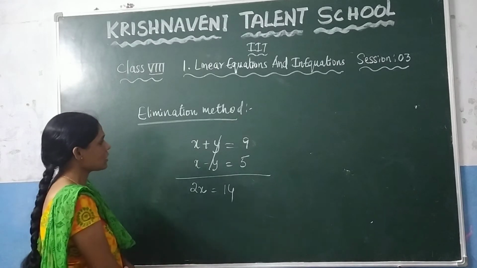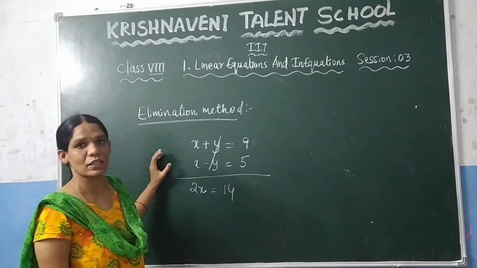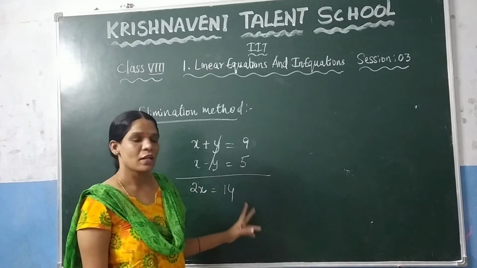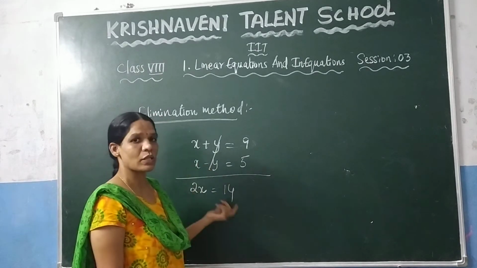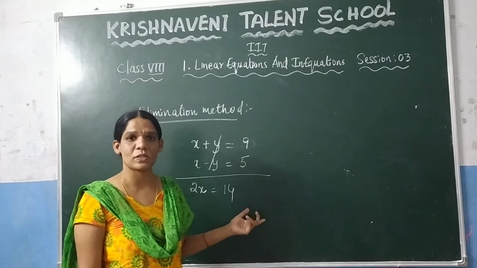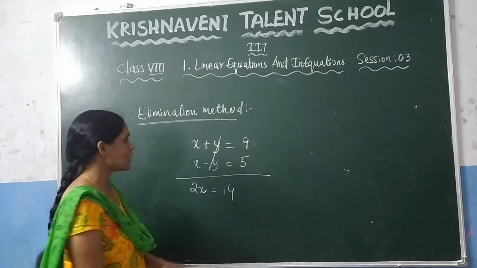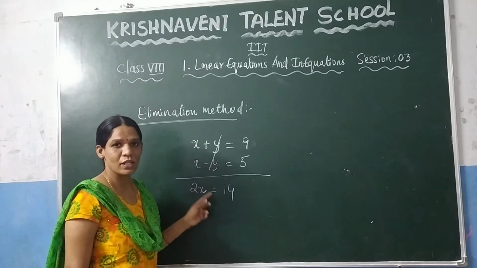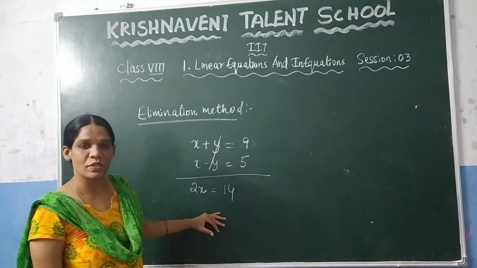So what is the elimination method? It's nothing but if you are given any two linear equations that consist of two variables, you need to eliminate one variable. And how you eliminate is your choice. Whether you multiply or add or subtract, you need to eliminate one variable. In this case, if you add these two linear equations, you can eliminate y so that you will get an equation in the variable x.